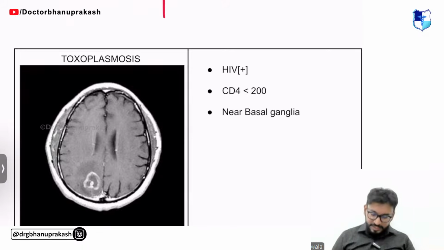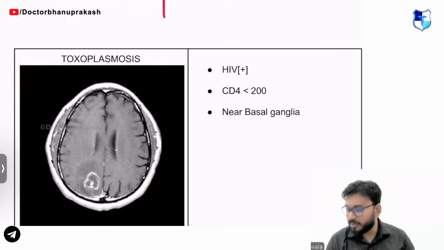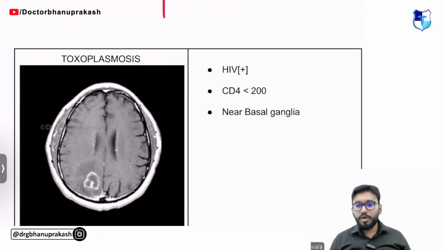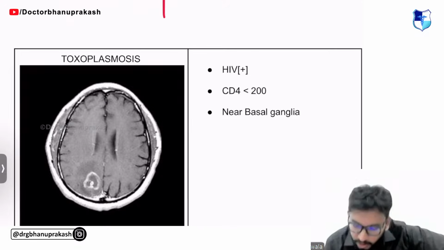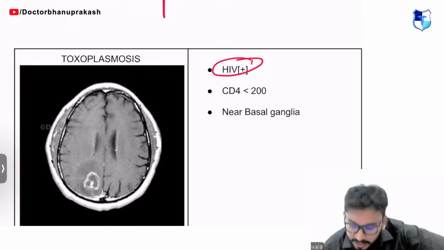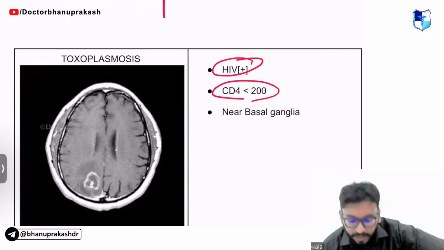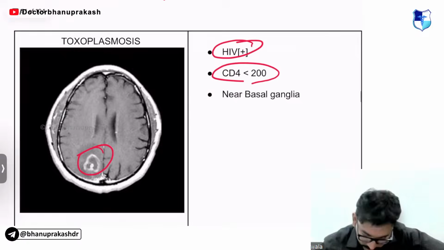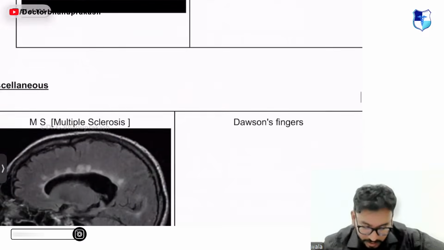Which was the investigation? Which investigation shows starry sky appearance? Okay, toxoplasmosis, guys. Again, the question will tell you about an HIV or an immunocompromised patient, CD4 count less than 200. If they show you such a lesion in an HIV positive patient, close your eyes and mark toxoplasmosis as the answer. That is all you need to know. Yes, immunofluorescence is the correct answer.